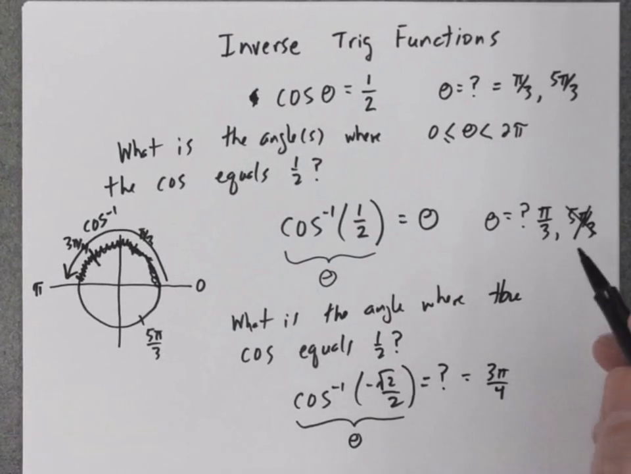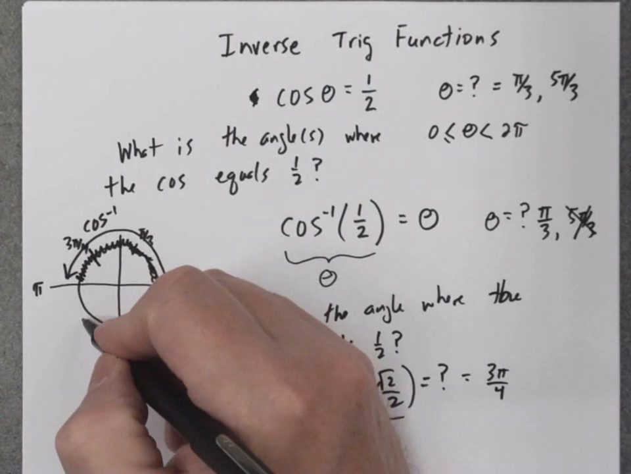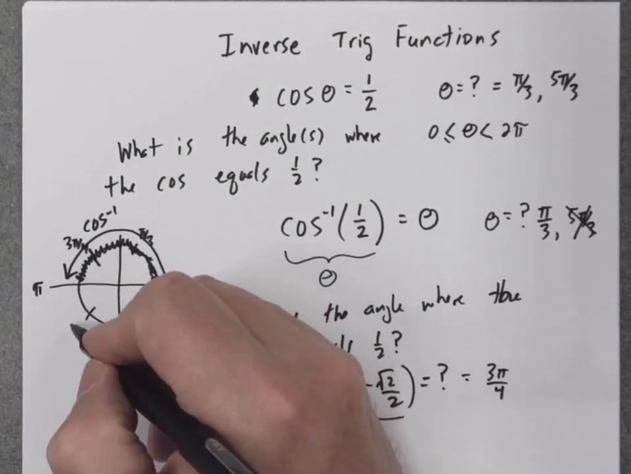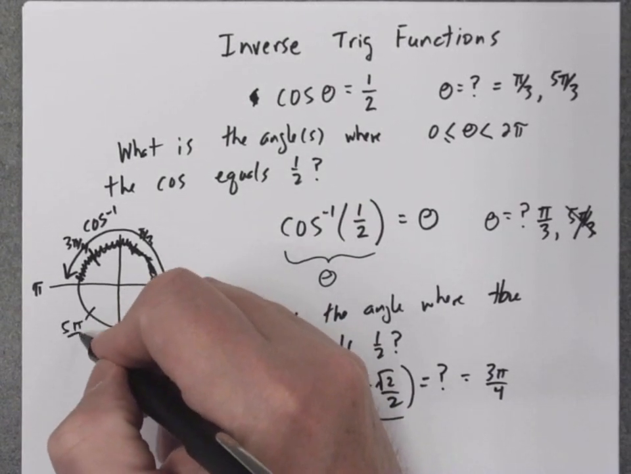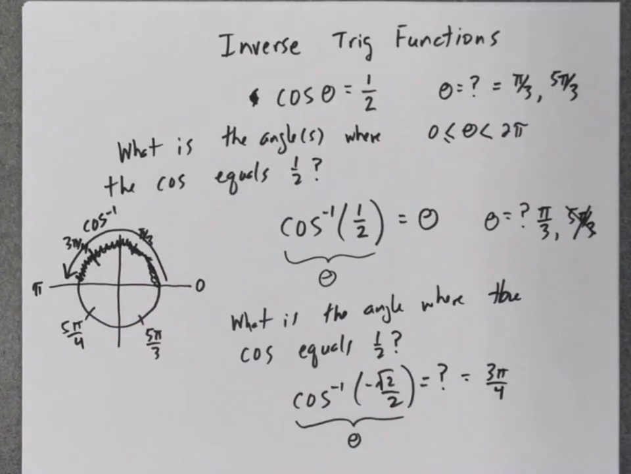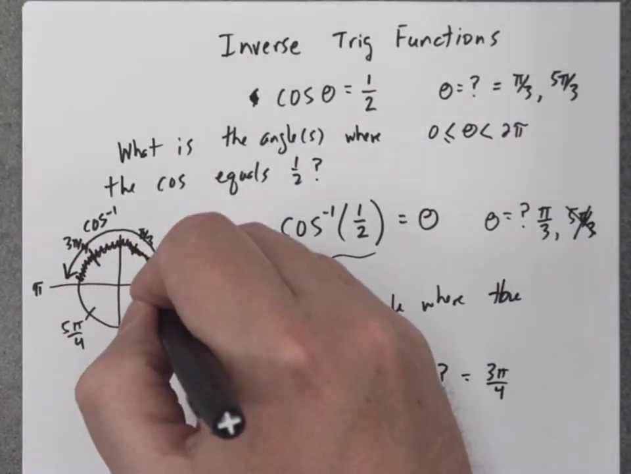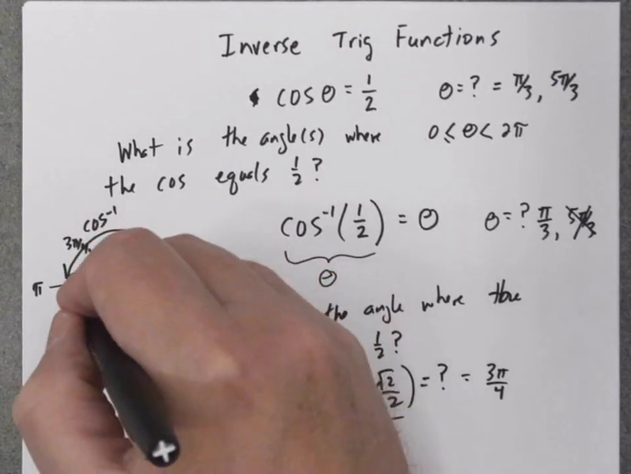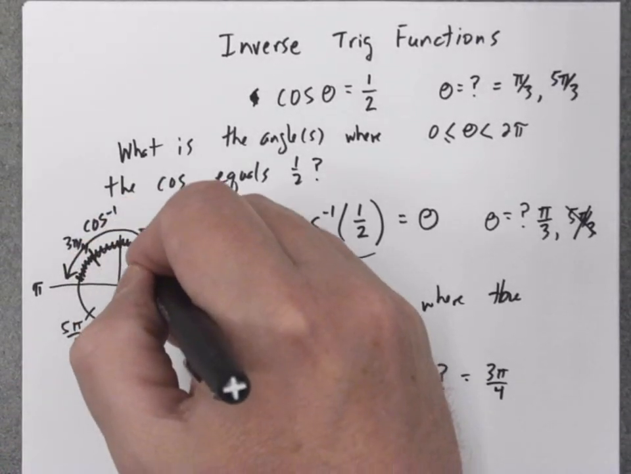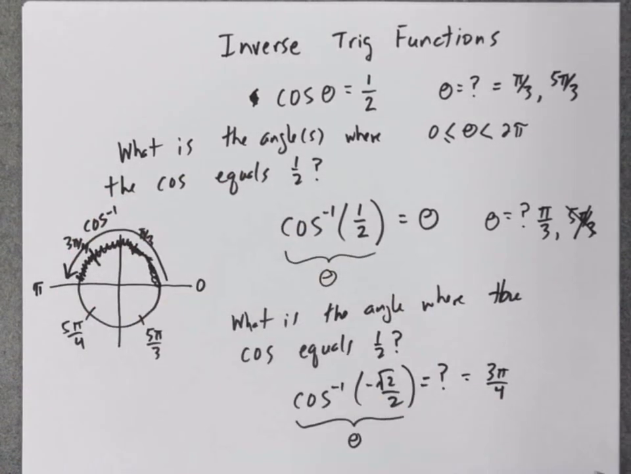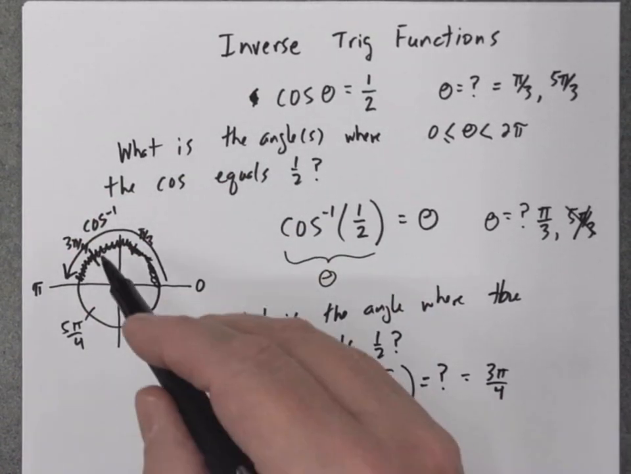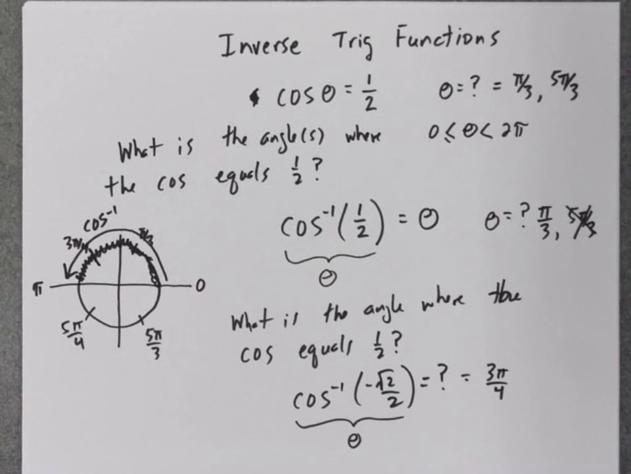Now you might also think, how about this angle here, 5 pi over 4. But 5 pi over 4 is not in my allowed region. It's not in the part of the unit circle that I can get answers for inverse cosine problems.